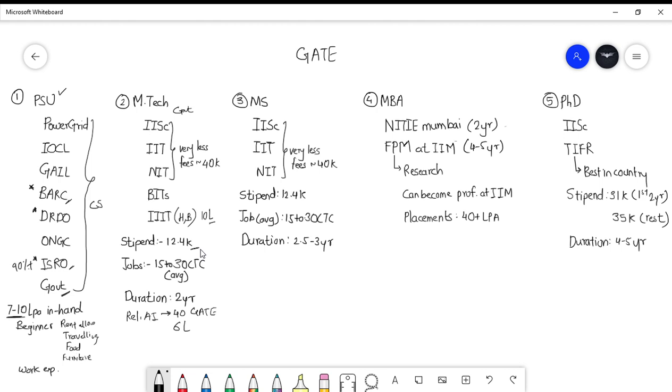Okay, so yes, it exists, right? You can do MS through IISCs, IITs or NITs. Okay, now one good thing is that you will still be getting 12.4k stipend. You will still have the same average job CTC which we have seen over here.